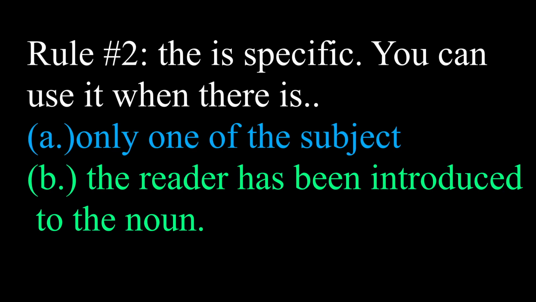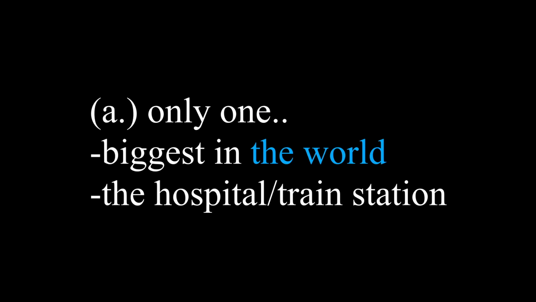So the rule number 2 for the is specific. You can use it when there is A, only one of the subject, or B, the reader has been introduced to the noun in question. Let's take a look at that. So the only one, for example, the biggest in the world. There is only one world. So we will use the world in this case. Another example in English is the hospital or the train station. Now in many places there are more than one hospital, but traditionally there was just one hospital and one train station in the community. So we will use the for those because there's only one, and that's why we do that. The police station, lots of things like that.